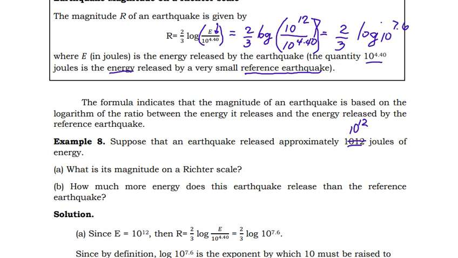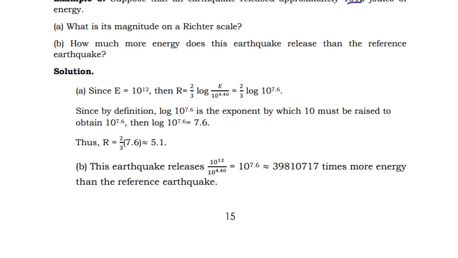So wala tayong base. This is a common logarithm, and therefore the base is 10. So we know that this is 1, and this one is the exponent, can be multiplied because the exponent is the numerical coefficient of the logarithm. And therefore, that is equal to 2/3 times 7.6 times 1. So that means our R is equivalent to 2/3 times 7.6, which is equivalent to 5.1. So it means that is a 5.1 magnitude earthquake.